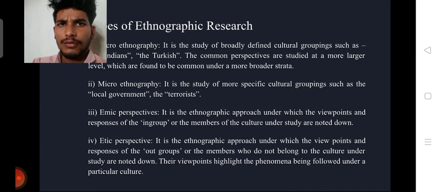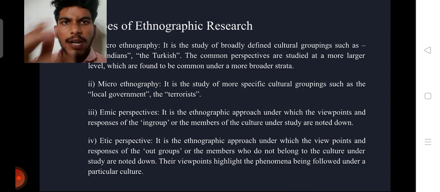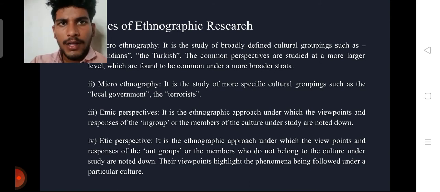And the emic perspective: in the emic perspective, the researchers note down the responses or viewpoints of a participant who belongs to a particular culture. And in the etic perspective, the researcher notes down the points or responses given by participants from outside the culture, who do not belong to that particular culture.